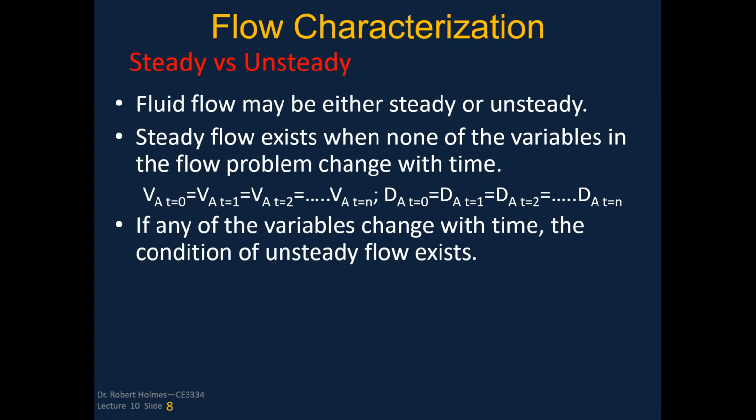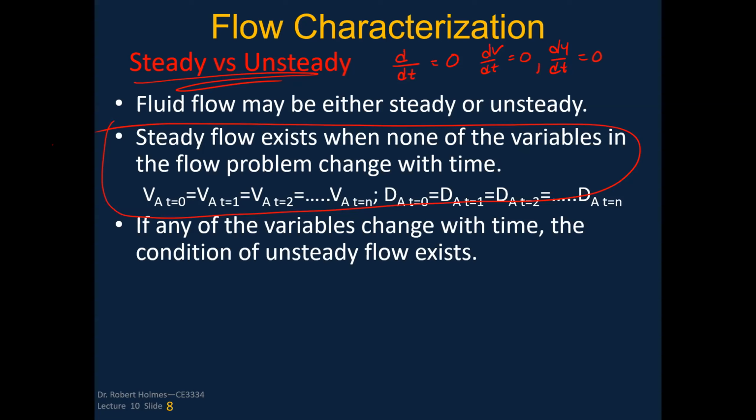So if we go further into actual flow characterization, we can talk about steady versus unsteady. In that situation, we're talking about flows at a point and where the change with respect to time of any derivative or any variable you want is equal to 0. So if we're at a point and we talk about the velocity change with respect to time, that'd be 0 if it's steady flow. The depth change with respect to time is equal to 0. So you can see that steady flow is talking about at a point in the location. And so if any of those variables change with time, the condition of unsteady flow exists.